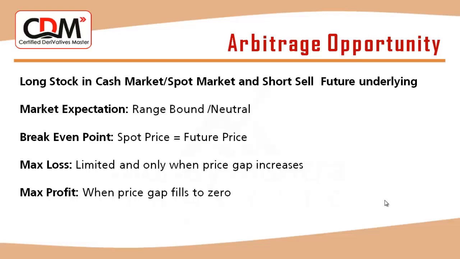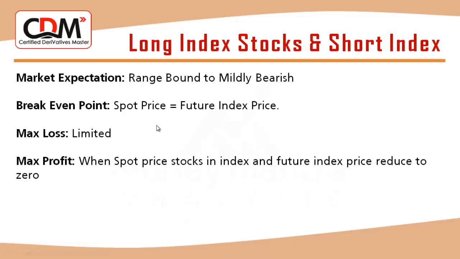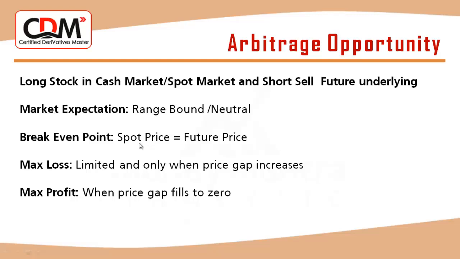So when the difference between the cash market and the future market starts contracting, we start getting into profit. The maximum profit in this case would be our 3 points. We apply this strategy when the market is trading range bound, and the breakeven point is where spot price equals future price, and the maximum loss would be limited. Loss will only increase when the price gap starts widening. The maximum profit comes when the gap fills and the cash market and the future market become equal.